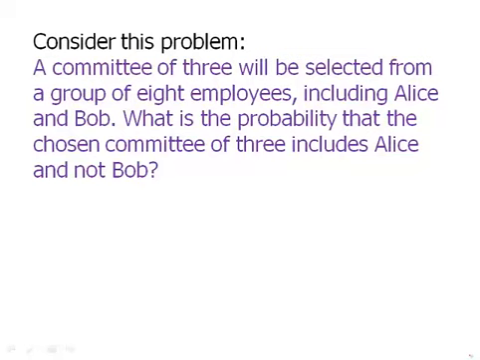So let's think about this. So first of all, we can just ask the question, how many groups of 3 can we make from 8 employees? So that would be 8 choose 3. And of course the formula for that would be 8 times 7 times 6 over 3 times 2 times 1. 3 times 2 times 1 is 6, so that cancels. And so there are 56 different groups of 3 that I could possibly choose. So that would be the denominator of the fraction. Usually the denominator is much easier to figure out than the numerator.